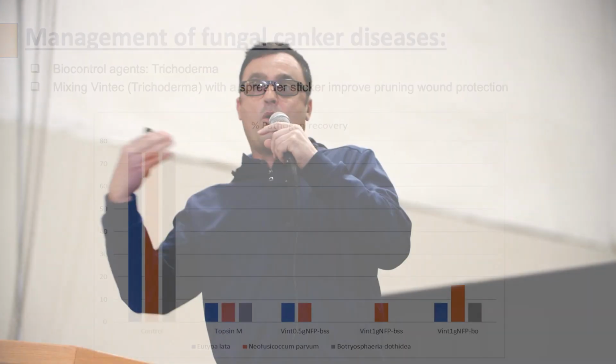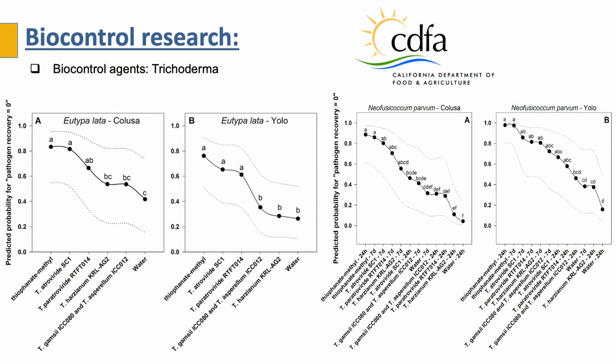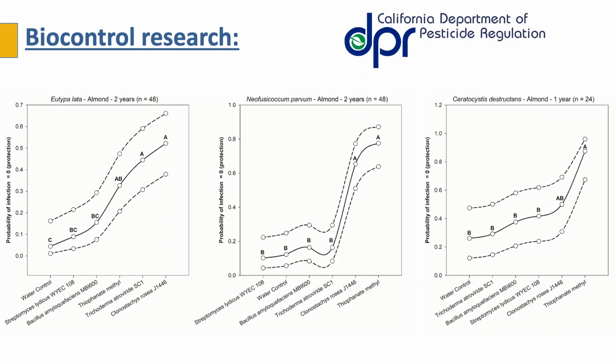We had more funded research by both CDFA and CDPR. We tested a whole range of Trichoderma biocontrol agents. And this work again showed that these biocontrol agents are really good at protecting pruning wounds. Some are already registered in almonds. RootShield is an example, RootShield Plus. And if you look at these various products over the years of our trials, they again provide decent protection of pruning cuts.